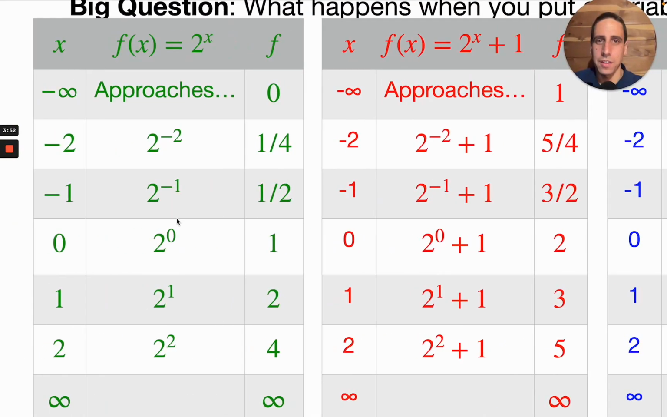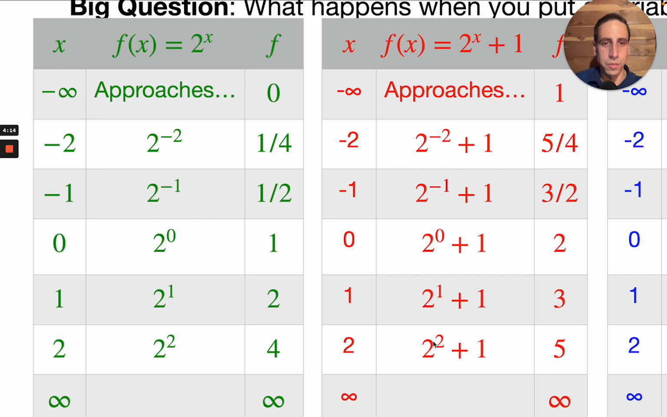Let's take it back to the red. So let's say we had f of x is equal to 2 to the x plus 1. You would first evaluate the exponent, and then you'd add 1 to it. So you get all the same numbers you got before, except you'd be adding 1. Notice that all the y values are 1 unit higher.